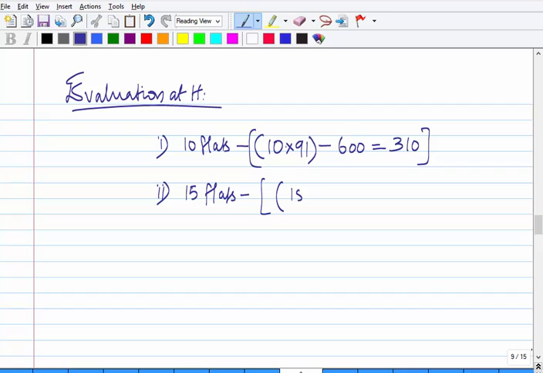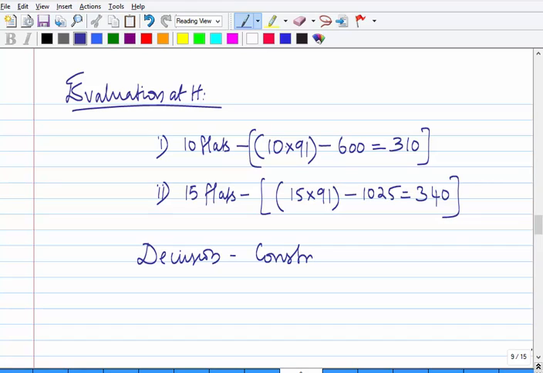15 flats can be sold for 91, and here there's no question of rent because construction itself happens after 1 year, minus investment of 1025. So the net benefit happens to be 340. So now we are at H, which is a decision node. We have to select the highest. Decision is construct 15 flats, so that we get a net benefit of 340 because that happened to be highest.